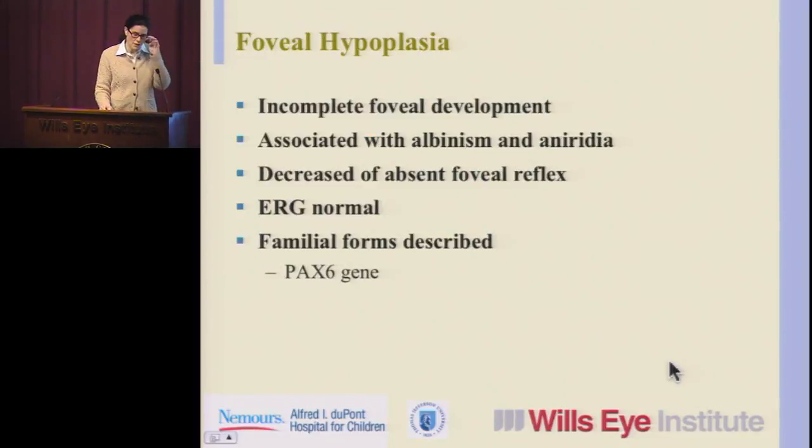Foveal hypoplasia is just incomplete foveal development. We can see it, as I mentioned, associated with albinism and also in aniridia. And on examination, you just see a decreased or absent foveal reflex. Your ERG, however, will be normal. And that's because your ERG is really a representation of your whole retina. So your fovea, your macula, is such a small area that if that's the only area there's a defect in, you really don't find any evidence of it when you do an ERG.